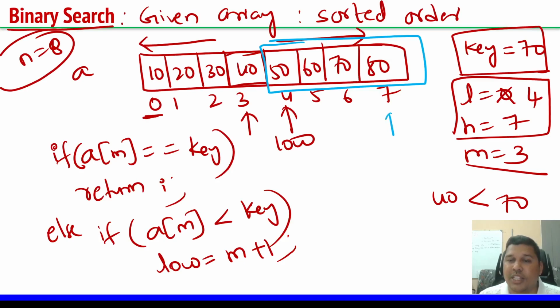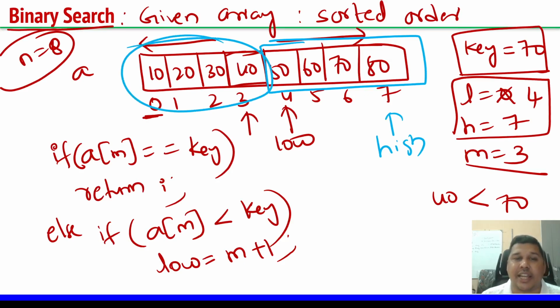This is my low, this is my high. We are skipping identifying in this array the middle element, anyhow we have verified that it is not available. Then we are checking this: A of m is less than key, then make your low as m plus 1.